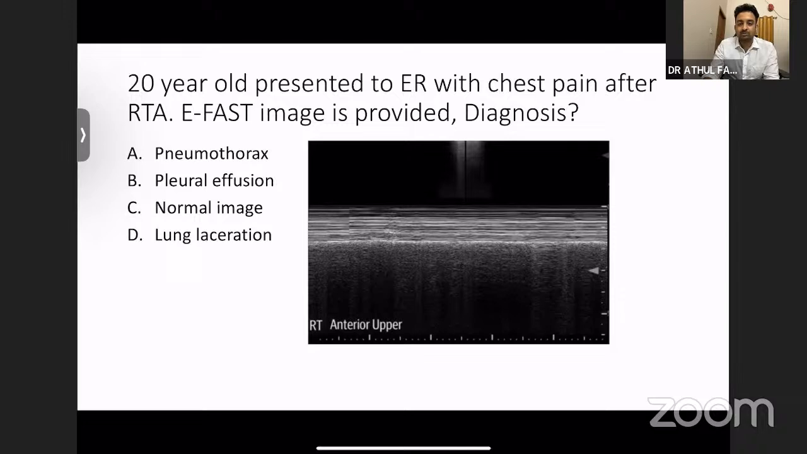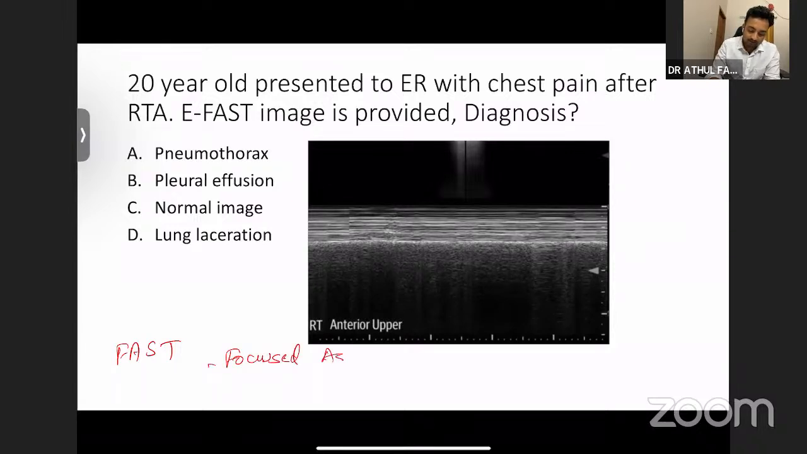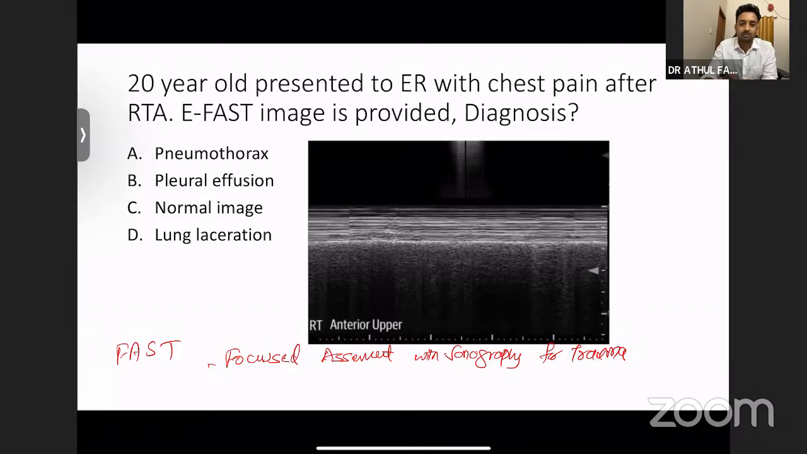This was a question which we already discussed in our INICET recall section, because it was a repeat question. So we should understand some basics about all these things. First of all, we should understand what is FAST. FAST stands for Focused Assessment with Sonography for Trauma. So in casualty or in an emergency room, who is doing this FAST? The casualty medical officer in charge, or whoever is in charge, can do the ultrasound.